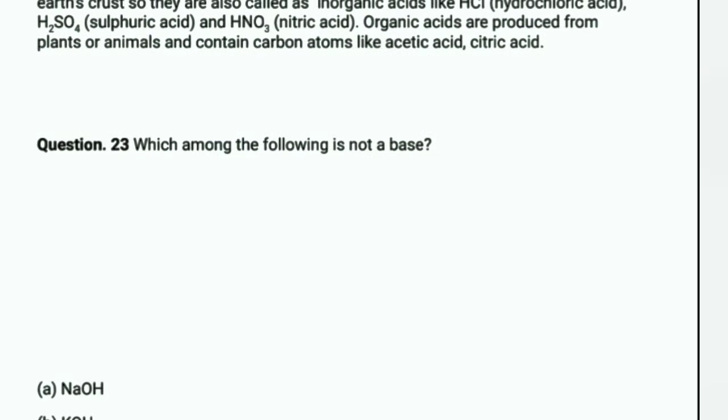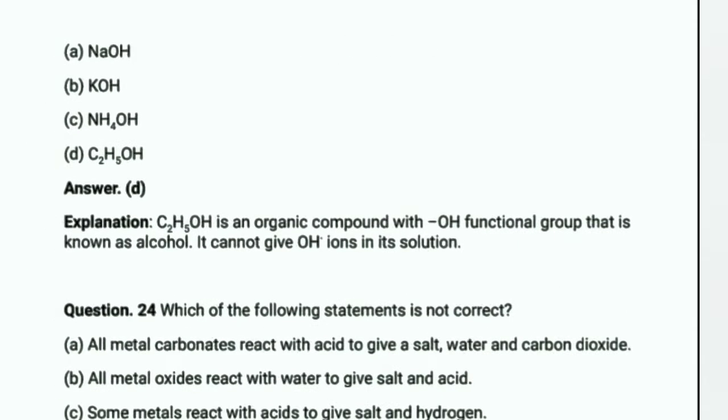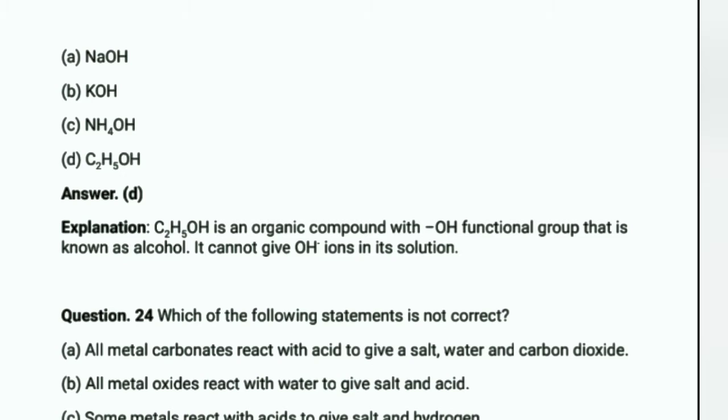Organic acids are produced from plants and animals and contain carbon atoms, like acetic acid and citric acid. Which among the following is not a base? Ethyl alcohol. Explanation. Ethyl alcohol is an organic compound with the OH functional group that is known as alcohol. It cannot give OH ions in its solution.